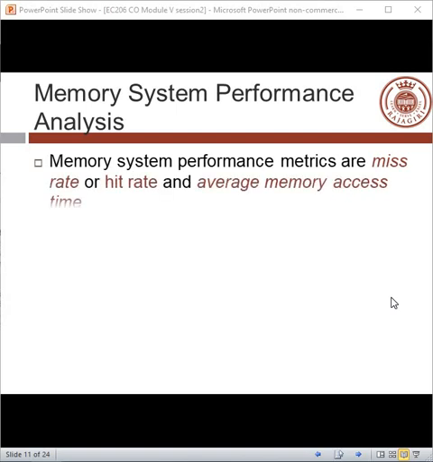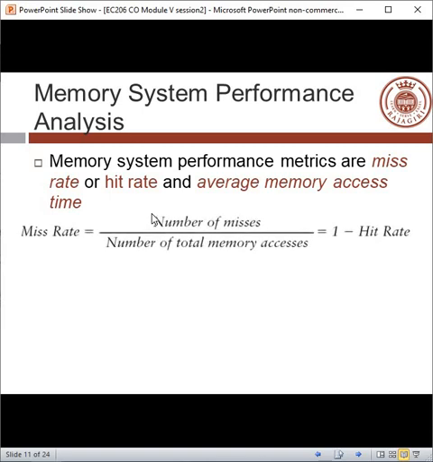First, we will see one equation. Now we will see memory system performance analysis. The performance of a memory system is analyzed using miss rate and hit rate. And based on miss rate and hit rate, another parameter is called average memory access time. Miss rate means the number of misses divided by the total number of memory accesses, which is equal to 1 minus hit rate.